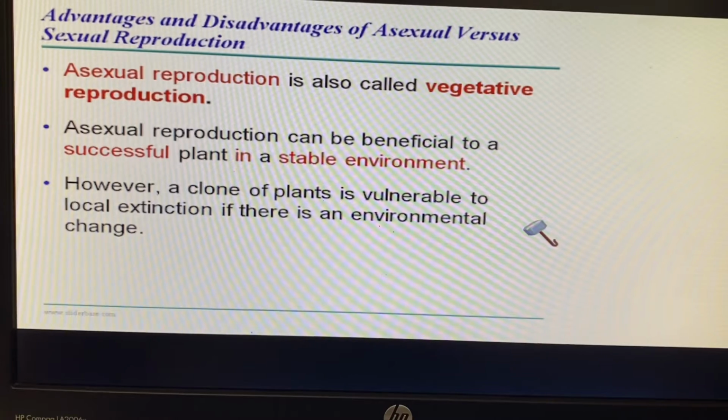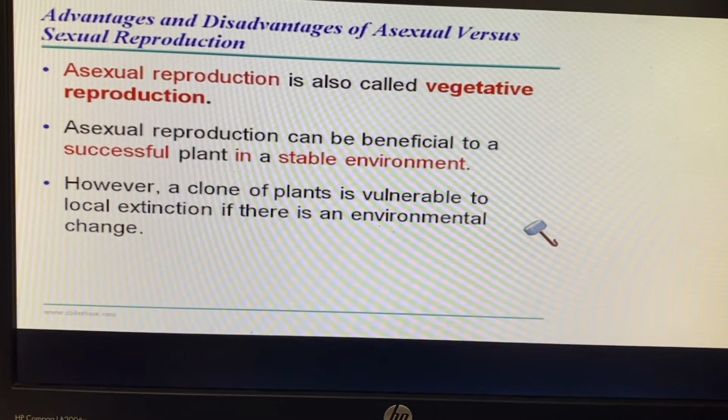Likewise, if you survive long enough to copy yourself, chances are good your offspring are going to survive pretty well because the environment is the same. You know? Disadvantages? Oh, and another advantage, you don't need to find any other individuals in order to reproduce. That's one less thing you have to worry about in your life if you are asexually reproductive.